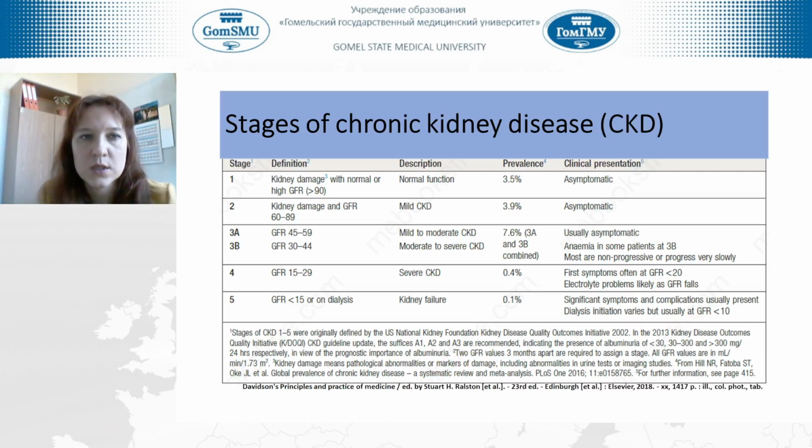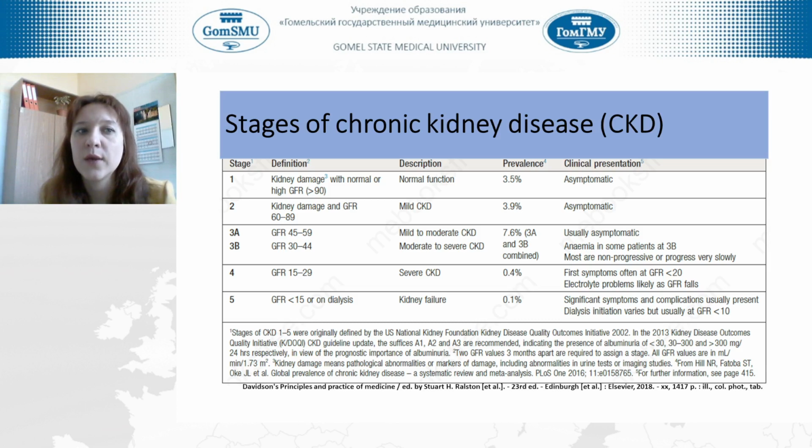Stages of chronic kidney disease. There are 5 stages. First, kidney damage with normal or high glomerular filtration rate, more than 90. Normal function and clinical presentation asymptomatic. Second, kidney damage and glomerular filtration rate from 60 to 89. It's mild chronic kidney disease and clinical presentation asymptomatic.